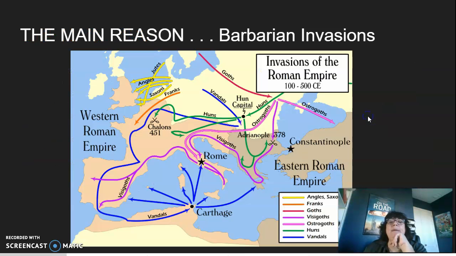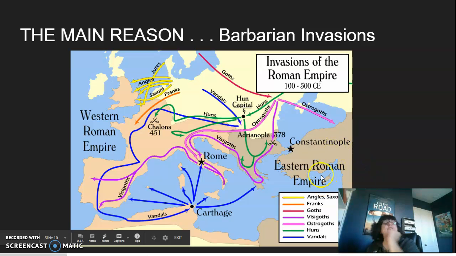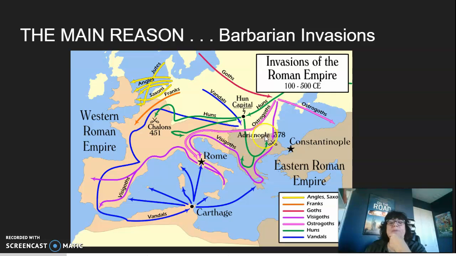All right. The main reason is just constant invasions. You can see in this list that all these colors are different barbarian tribes that keep invading the western side. You don't see them in the eastern side. The Ostrogoths try to make a run for it, but they keep coming and attacking Rome. And so those invaders, we always say the invaders from the north, that was the main reason.